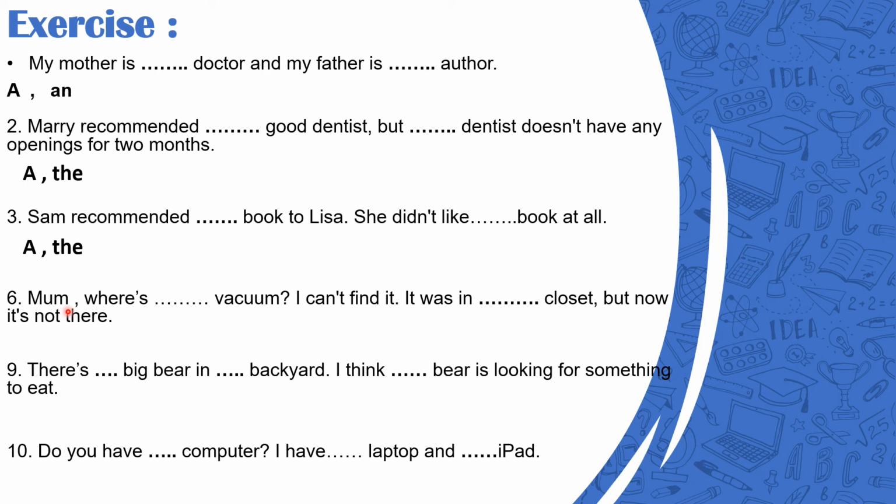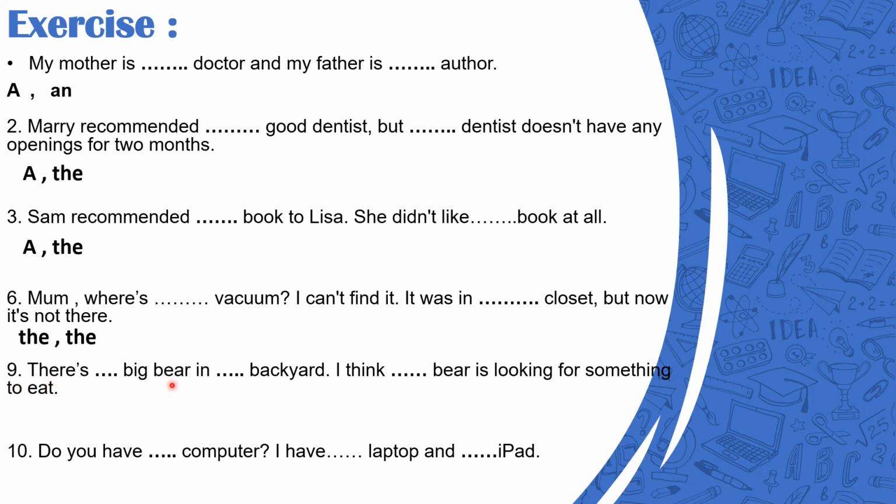Number 4: Mom, where is the vacuum? Of course, we are talking about a specific vacuum, so we have to use the, because we know which vacuum we are talking about. I can't find it. It was in the closet. We know which closet we are talking about, it's a specific closet, so we have to use the in these 2 sentences. Mom, where is the vacuum? I can't find it. It was in the closet, but now it's not there.